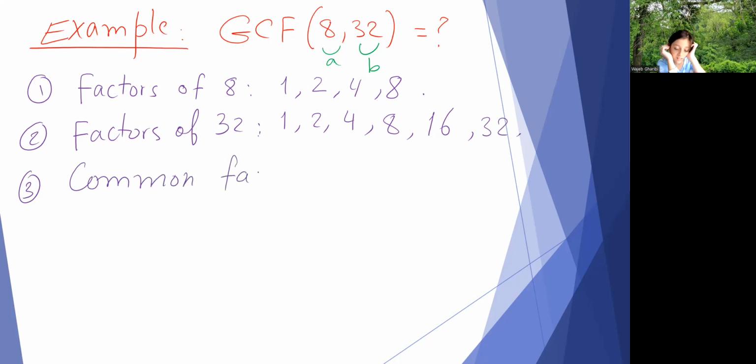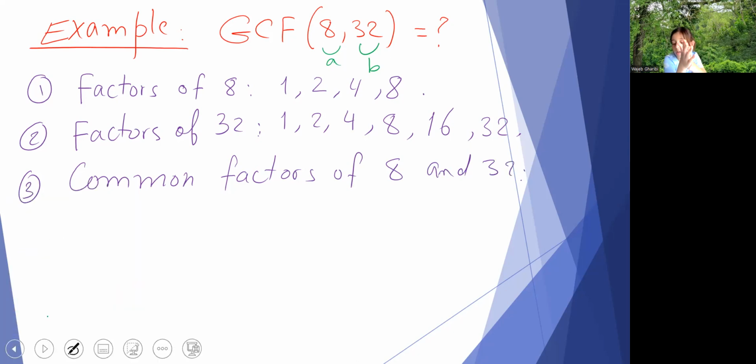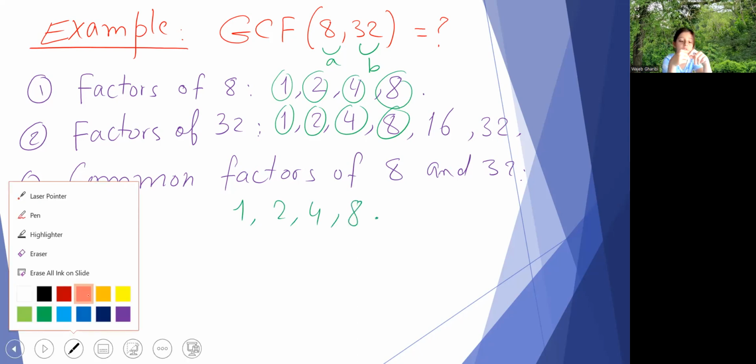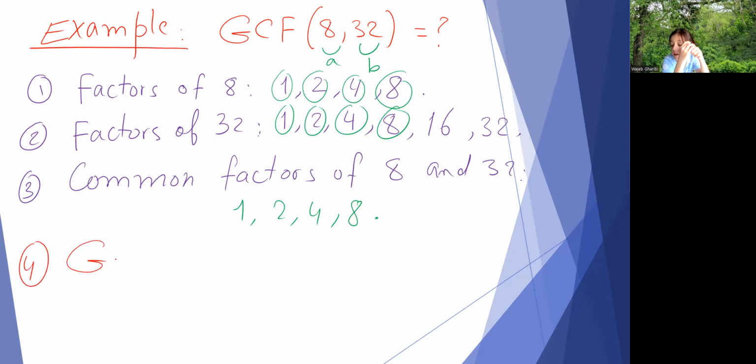Now the third step, we have to find the common factors. What are the common factors of 8 and 32? 1 is here, 2 and 4 as well, and 8 only. These are the common factors: 1, 2, 4, and 8. So now the greatest common factor, the GCF of 8 and 32, is the largest number. Of 1, 2, 4, 8, which is the biggest one? 8. Okay, we are done.